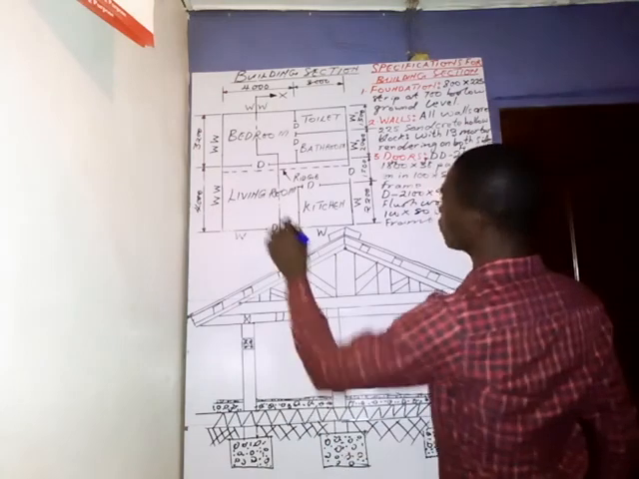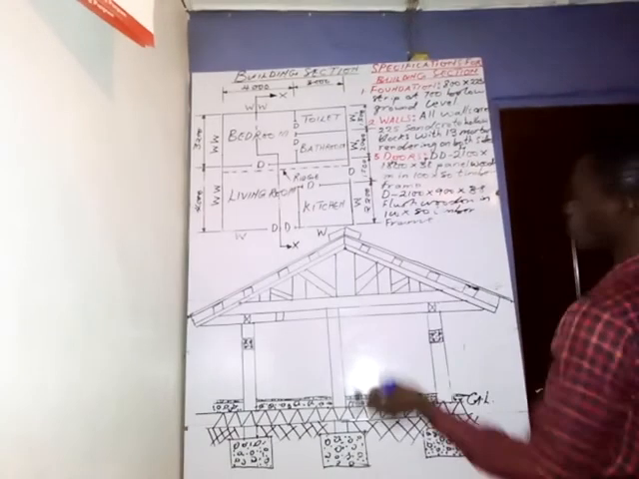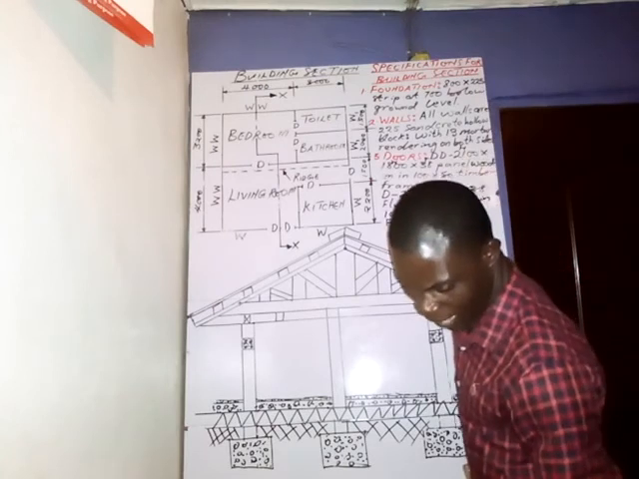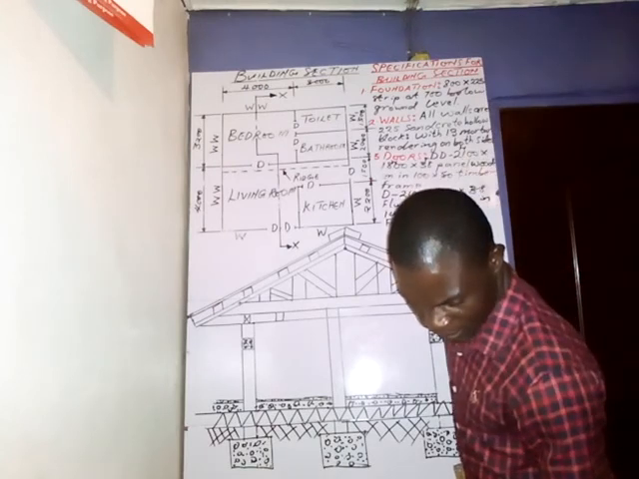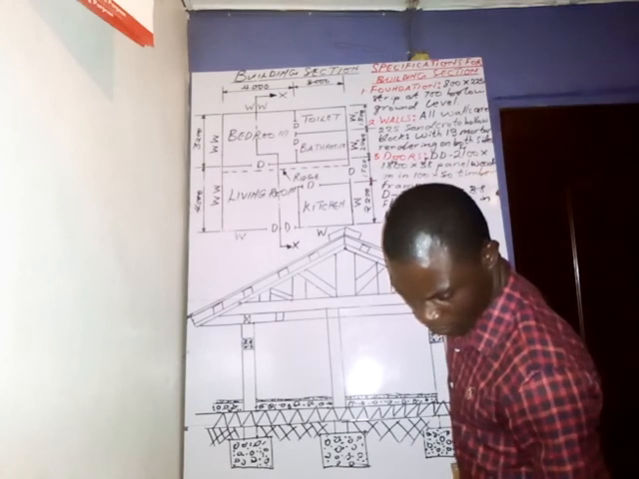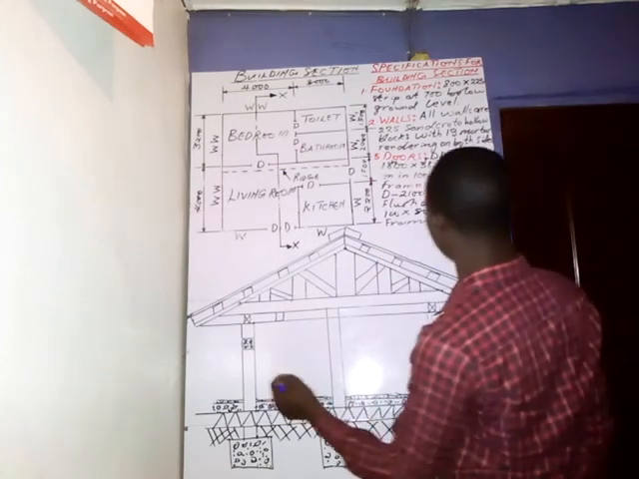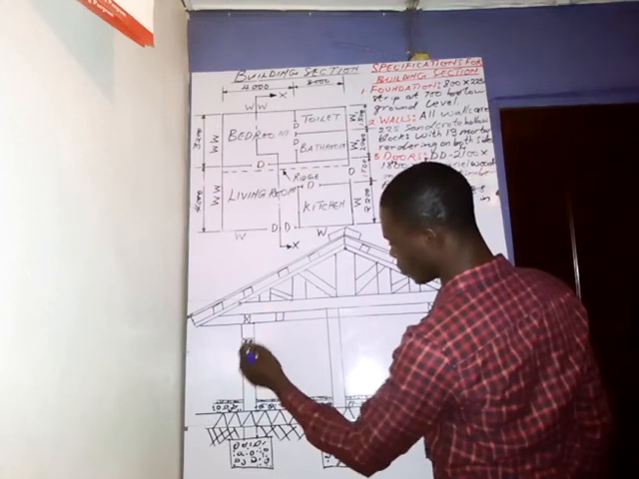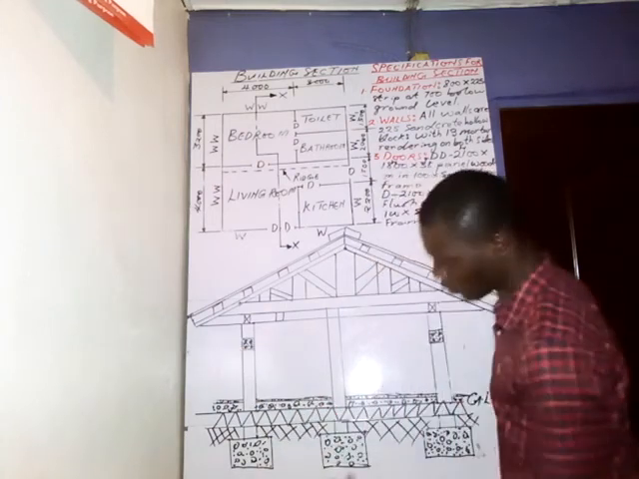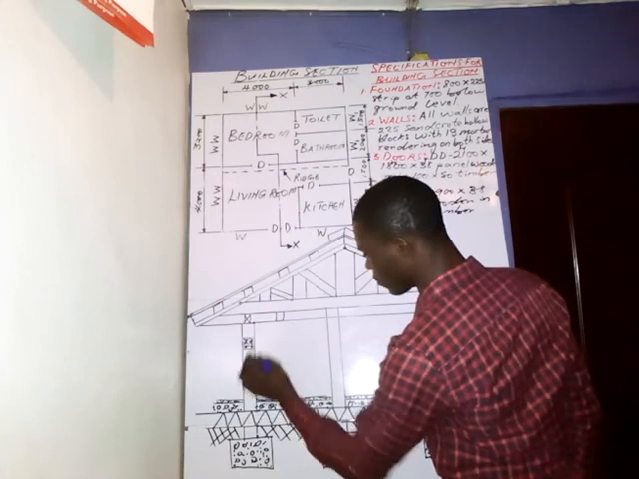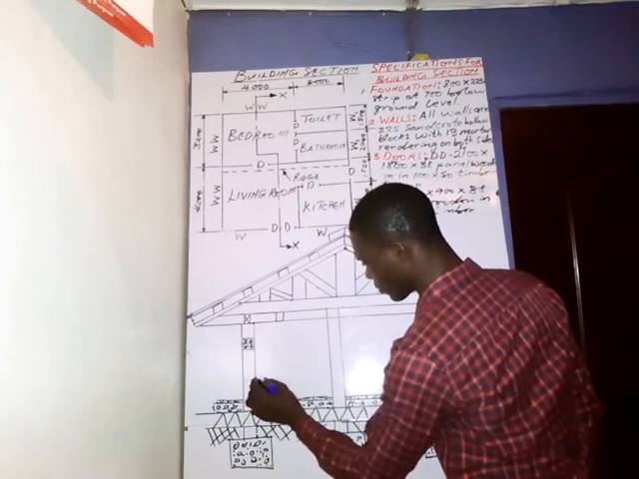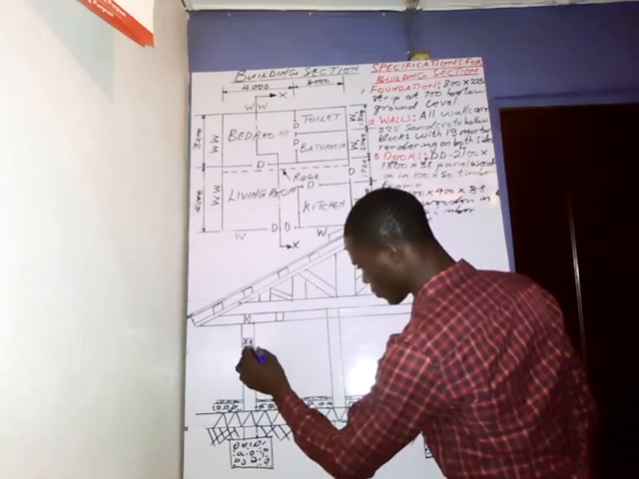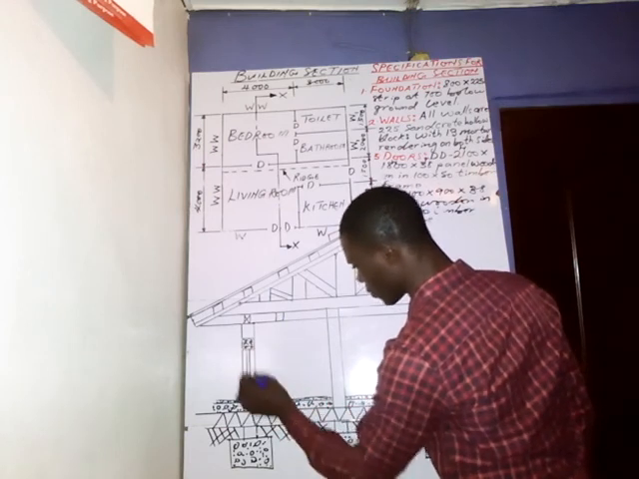Then for the window, in the specification we have the height of the window. I didn't put that here, but I think the height of the window is something like 900. So divide 900 by 50, whatever you get, just take it from here to here. So we have this for the window.